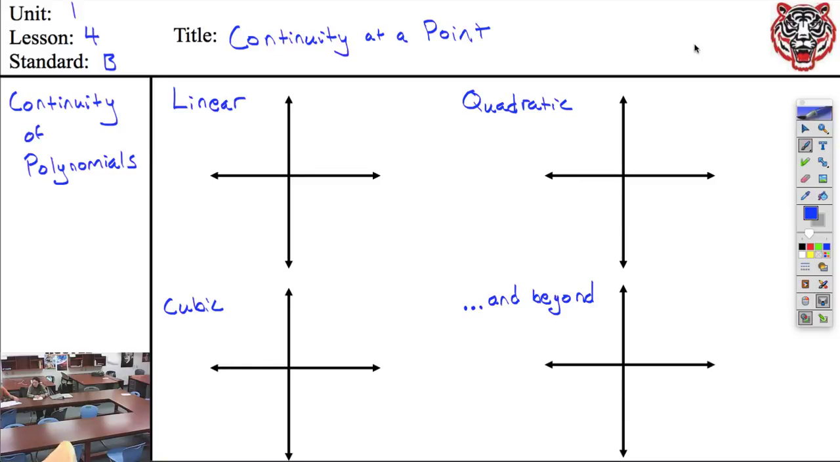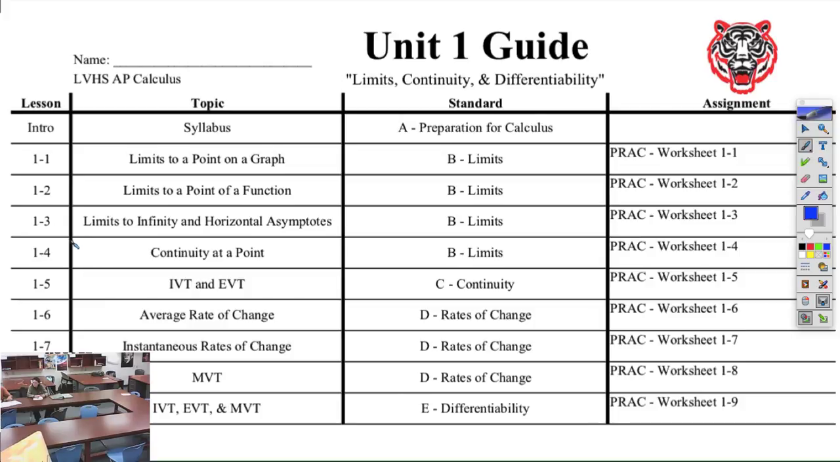This is AP Calculus AB, lesson 1-4. We're talking about continuity at a point. So this is where we are in the unit guide. We're on our last standard B limits, and then we move on to continuity.